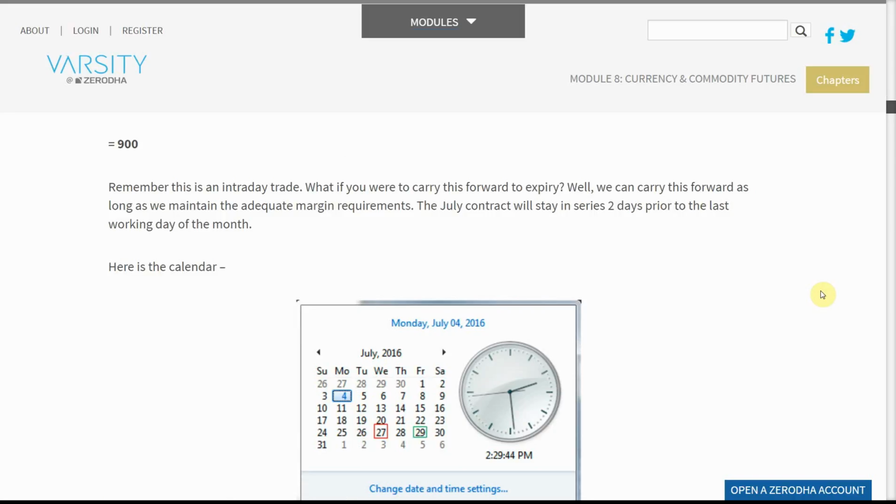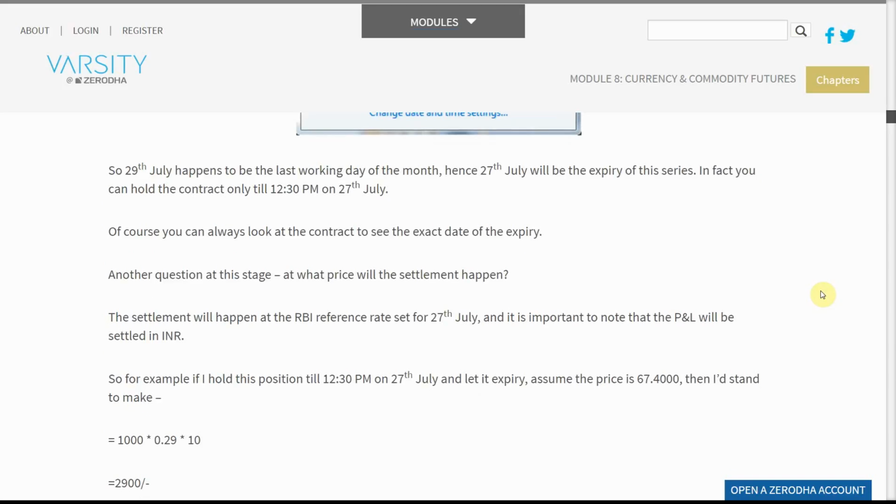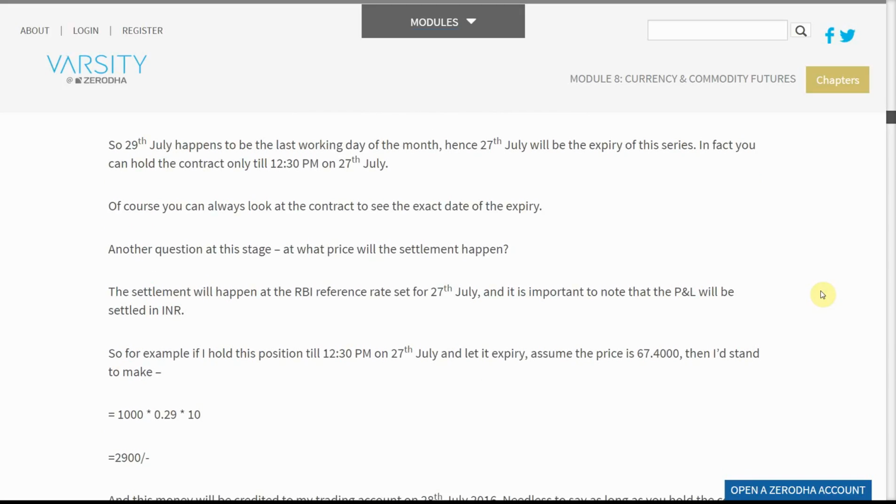What if you were to carry this forward to expiry? Well, we can carry this forward as long as we maintain the adequate margin requirements. The July contract will stay in series until 2 days prior to the last working day of the month. Here is the calendar. So the 29th of July happens to be the last working day of the month. Hence the 27th of July will be the expiry of this series. In fact, you can hold the contract only till 12:30 p.m. on the 27th of July.